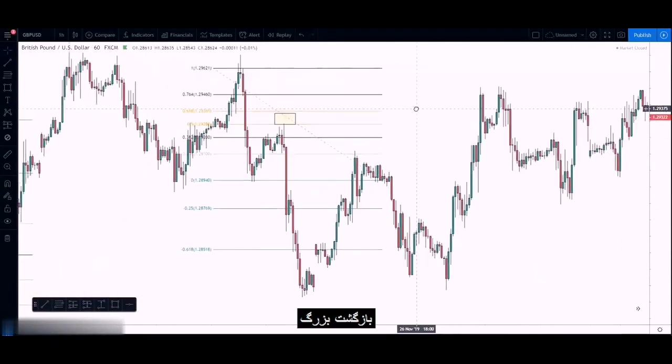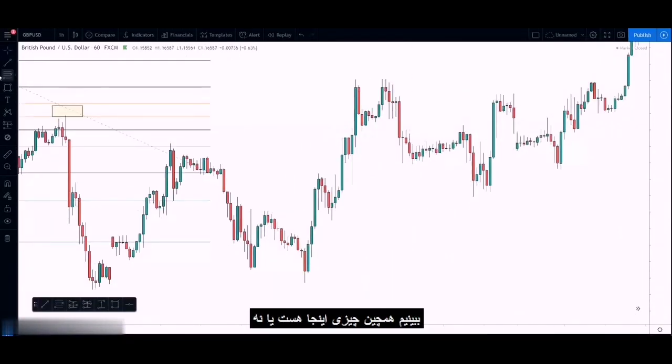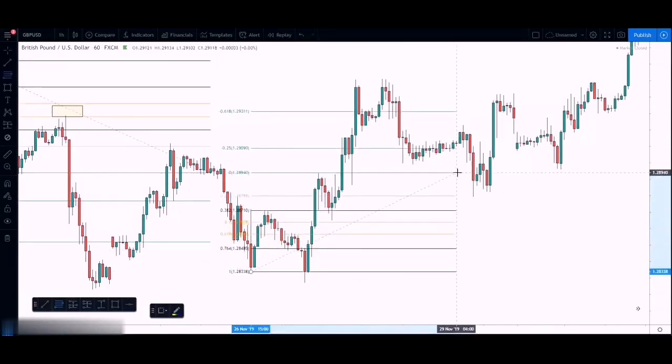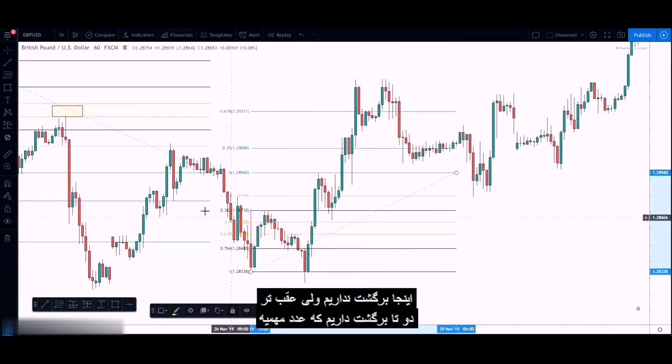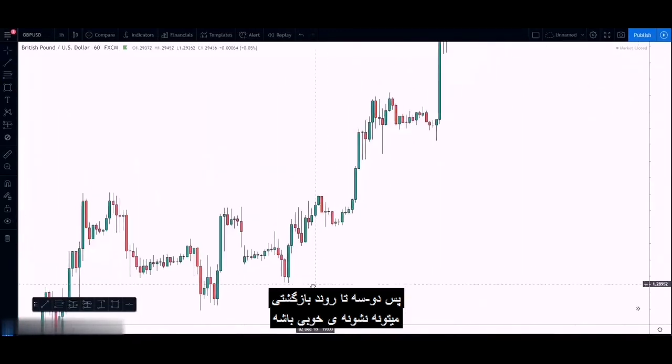Huge rejection and drop. Okay, let's see if we have one right here. Just mark this up from this push. No, we don't have a rejection here, but we do have a 382 rejection, which is also a major number. So if you see it reject 382, it could also be a good sign.